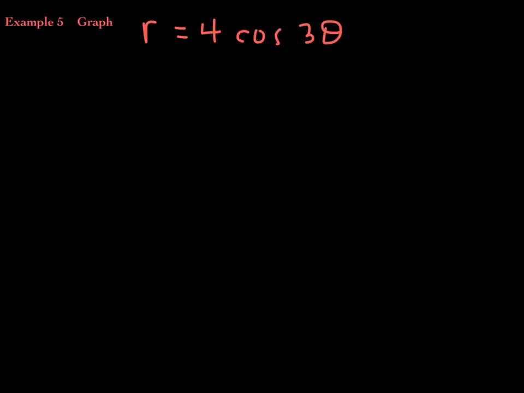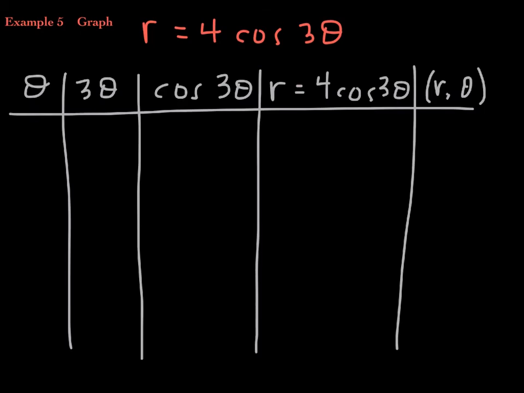This next one is really interesting. It's actually one of my favorites. r is equal to 4 times cosine 3 theta. For this one, I'll create a little table so that we can start evaluating r for different values of theta. All right, so I have this table here, and I'm going to start plugging in values for theta.